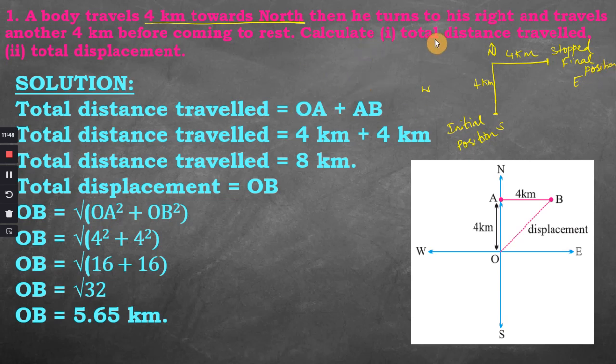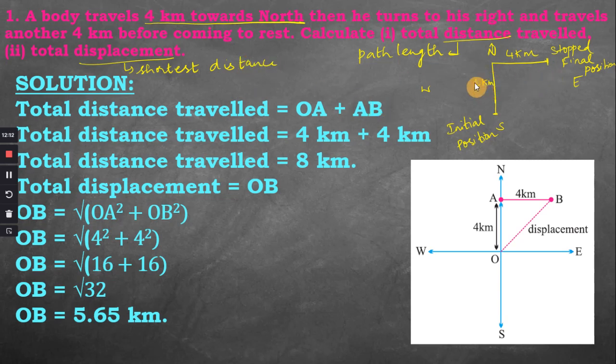Calculate the total distance traveled. You know what the distance is? Distance means the total length of the path, or you can say the path length. And next they are asking about the displacement. Displacement is the shortest distance between the initial and final point.